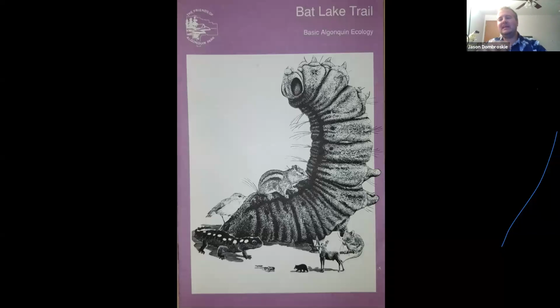So for instance, I really like this picture. This is from a trail guide from a park I used to work in Ontario called Algonquin Provincial Park. And this is the cover of one of their trail guides, that shows the relative above ground biomass of animals in a typical hardwood forest up there. And it'd be comparable to what's here.